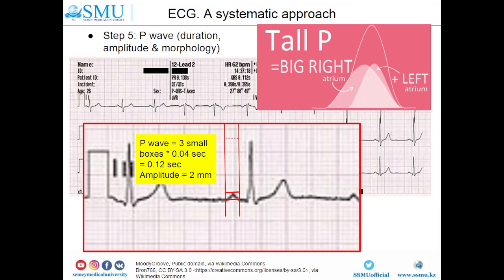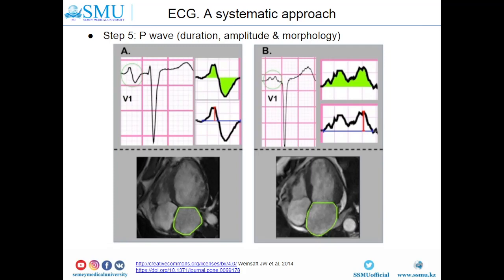As we mentioned before, the P wave should be positive in the first, second, aVF, and V3 to V6 precordial leads. In recent studies, the authors found that electrical patterns that can be found on ECG correlate with the mass and shapes of the atrium found during cardiac MRI investigations.